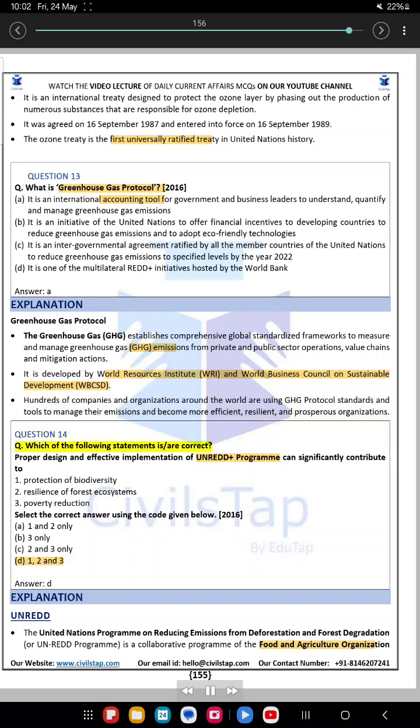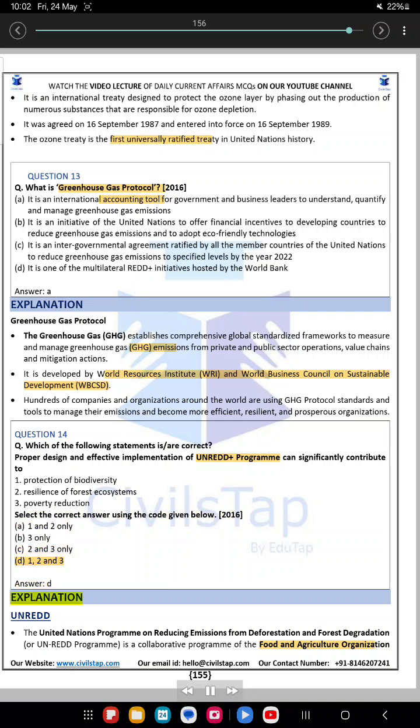Question 14. Which of the following statements are correct? Proper design and effective implementation of a REDD+ program can significantly contribute to 1. Protection of biodiversity. 2. Resilience of forest ecosystems. 3. Poverty reduction. Select the correct answer using the code given below. 2016. A. 1 and 2 only. B. 3 only. C. 2 and 3 only. D. 1, 2 and 3.